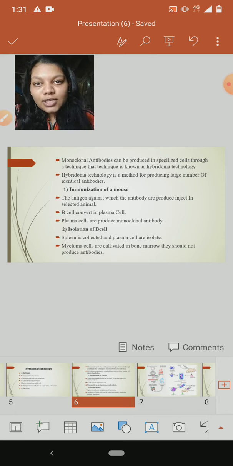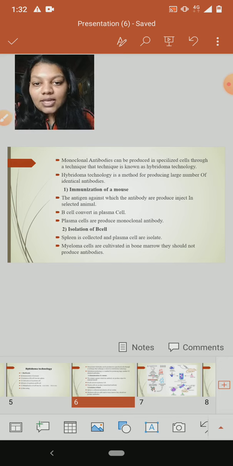The first step of hybridoma technology is immunization of a mouse. The antigen against which the antibodies are to be produced is injected into the selected animal. B cells convert into plasma cells. Plasma cells produce monoclonal antibodies.